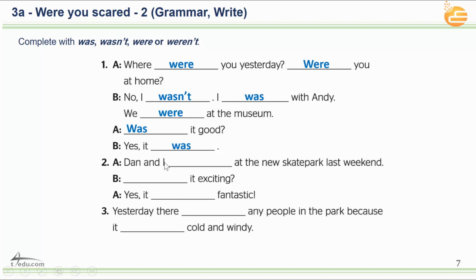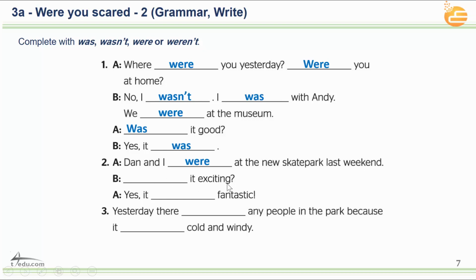Number two, Dan and I at the new skate park last weekend. Dan and I, two, plural. Plural, not singular. So we have to say were, exactly. Dan and I were at the new skate park last weekend.